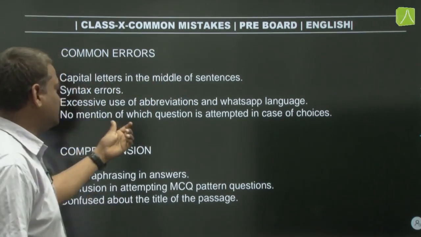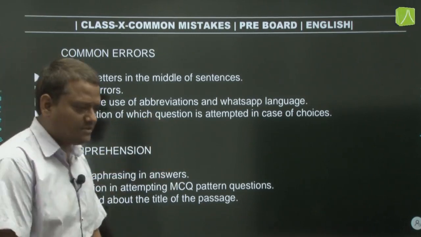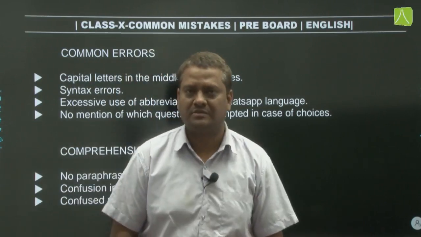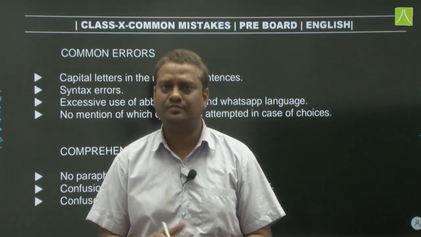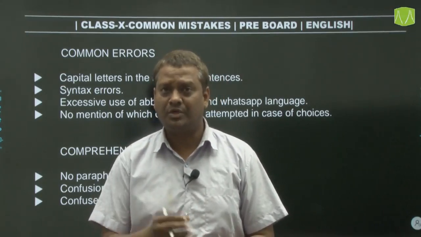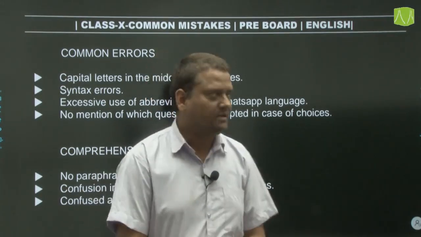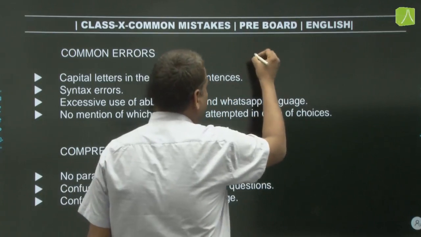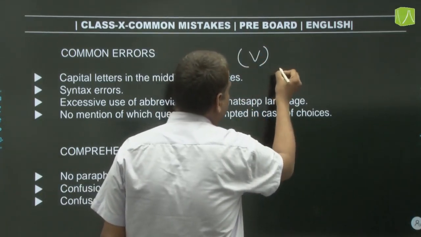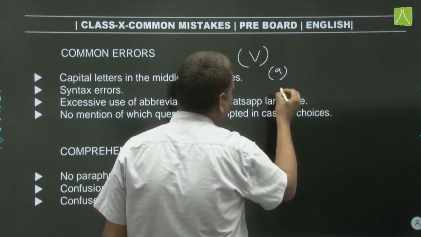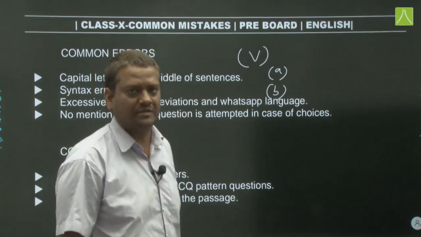No mention of which question is attempted in case of choices. Like we have so many choices: you have to answer question 1 or you have to answer question number 2. You are answering the question, but you have not mentioned which question you are attempting. For example, just imagine we have question number 5 in which we have question A and question B. You have to attempt any one question.